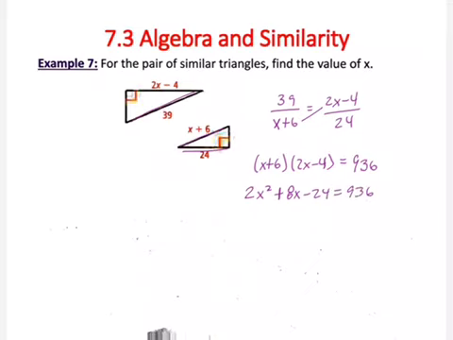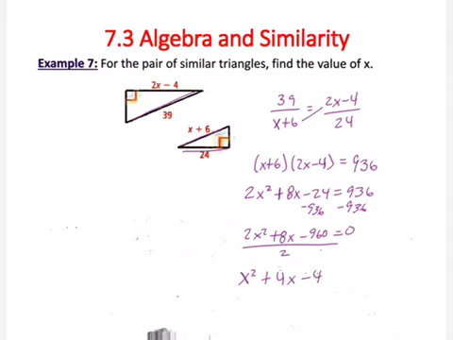So we're essentially going to have to solve this quadratic, which can be done by factoring, graphing, or the quadratic formula. I'm going to do factoring, but to do that, I'm going to have to move the 936 to the other side. So I'm going to subtract it. That gives me 2x squared plus 8x minus 960 equals 0. To make this easier to factor, I'm going to divide everything by 2 since these are all even numbers, at which point I have x squared plus 4x minus 480 equals 0. Now if I factor this into two binomials, my factored form becomes x plus 24 times x minus 20.